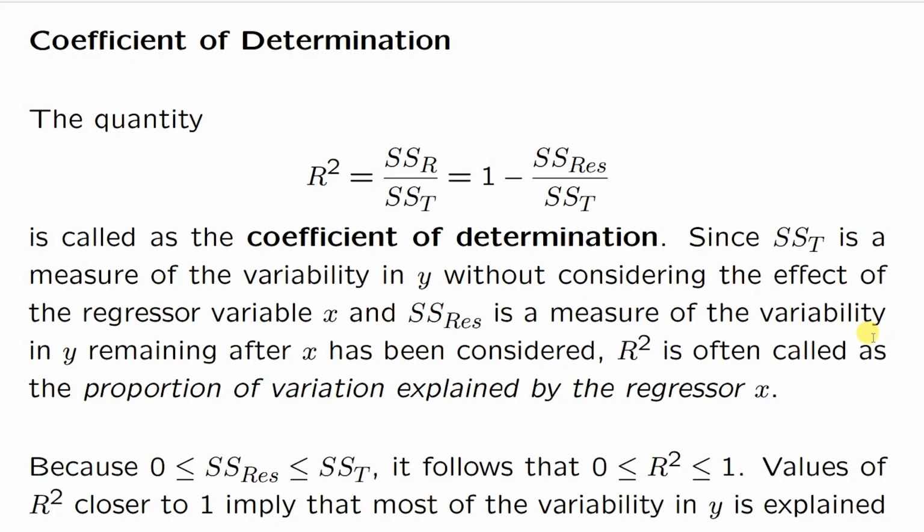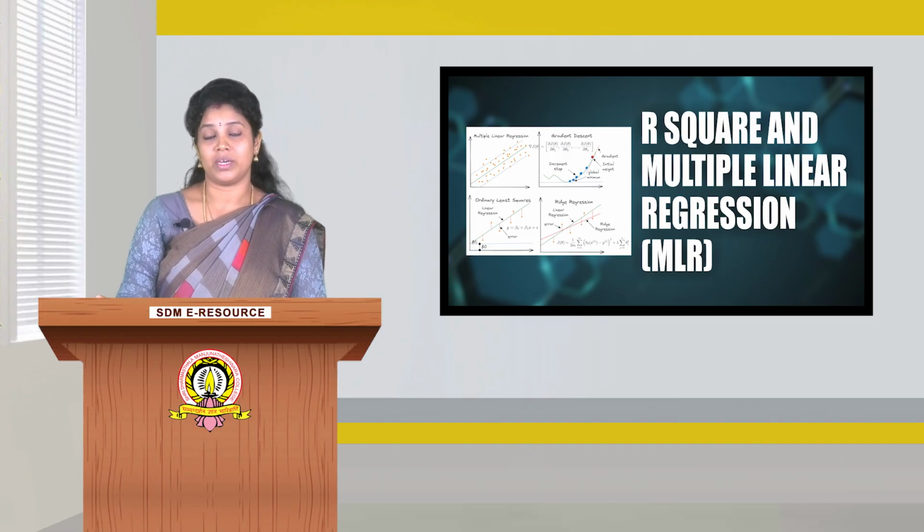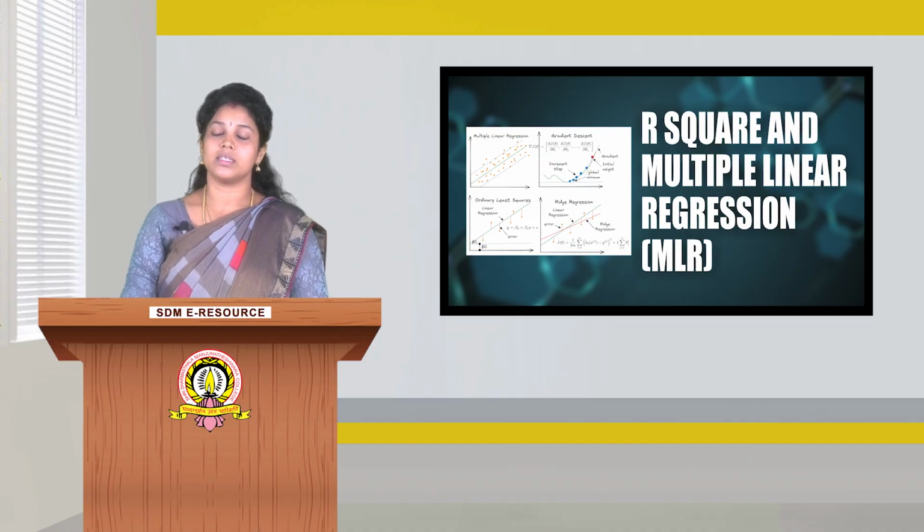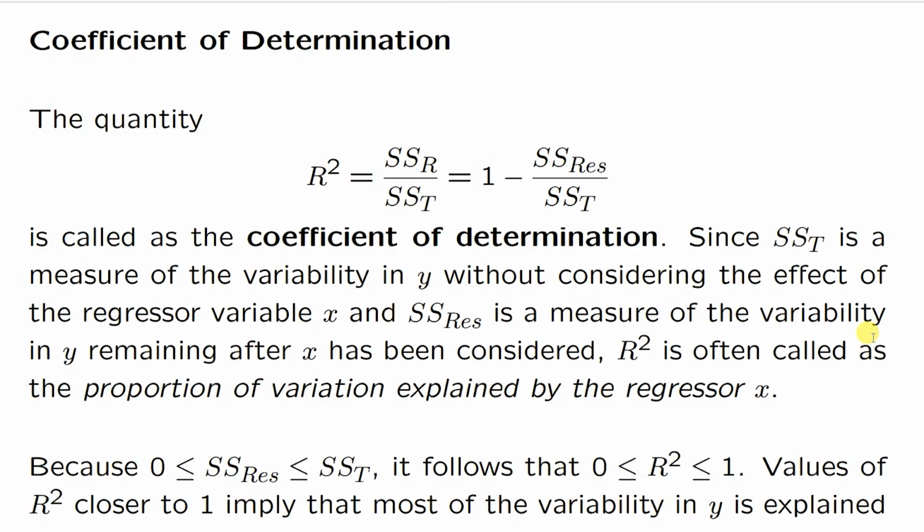Coefficient of determination, we denote it as R square, which is equal to regression sum of square divided by total sum of square. Since we know that total sum of square is equal to regression sum of square plus residual sum of square, thereby we can define coefficient of determination R square as 1 minus residual sum of square divided by total sum of square.